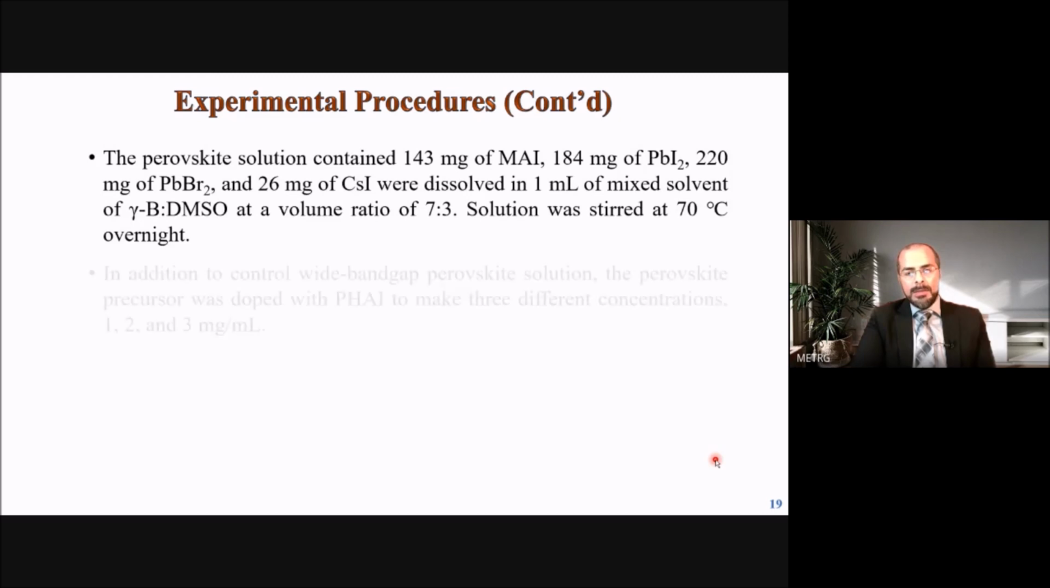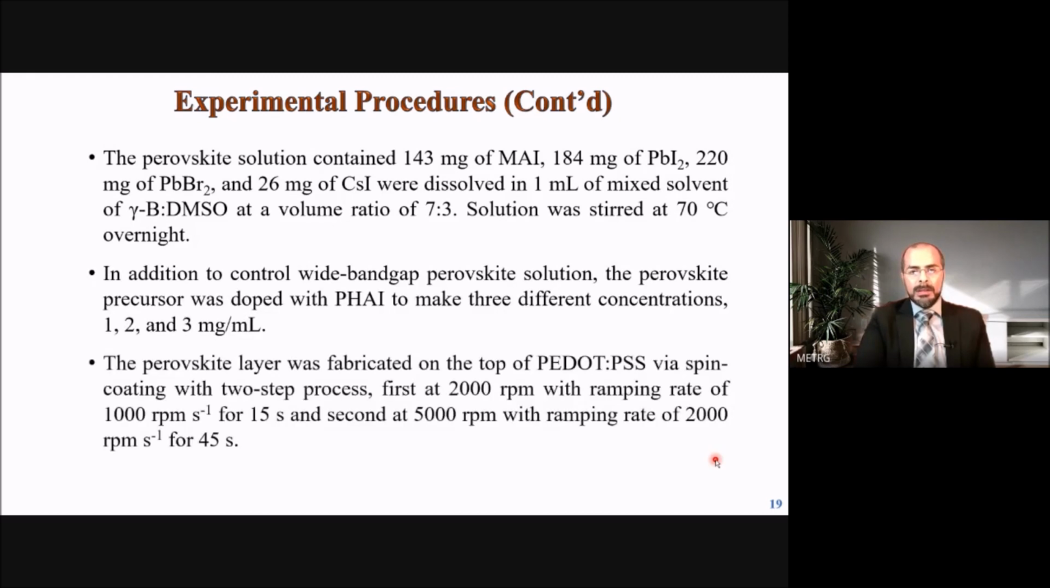So once we transfer them to the glove box, we're going to spin coat the perovskite solution. The perovskite solution was made the night before, and it consists of 143 milligrams of methylammonium iodide, MAI, and 184 milligrams of lead iodide, 220 milligrams of lead bromide, and finally 26 milligrams of cesium iodide. All these chemicals were dissolved in 1 ml of mixed solvent, GBL and DMSO, with a volume ratio of 7:3. And the solution was stirred overnight at 70 degrees.